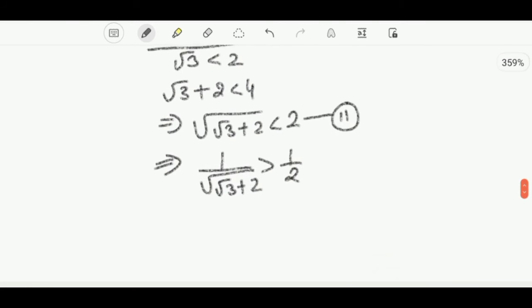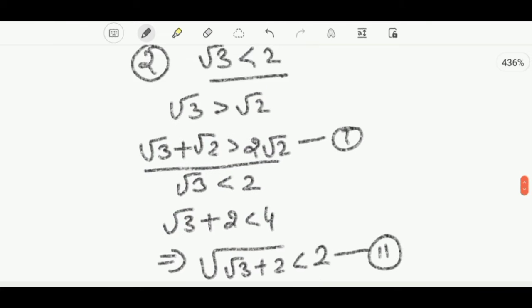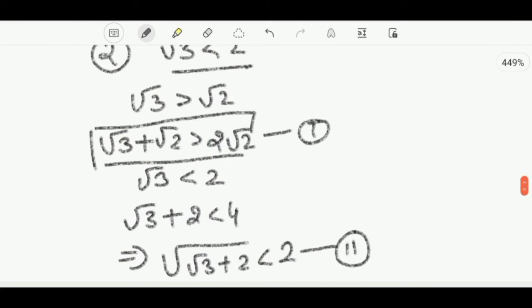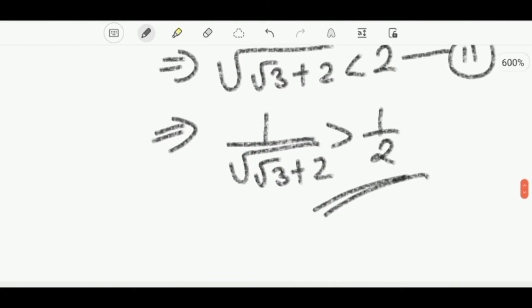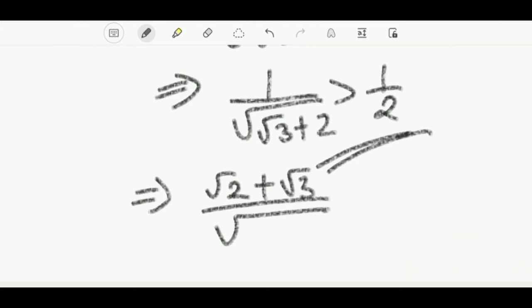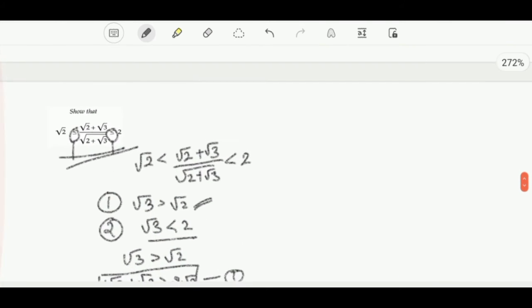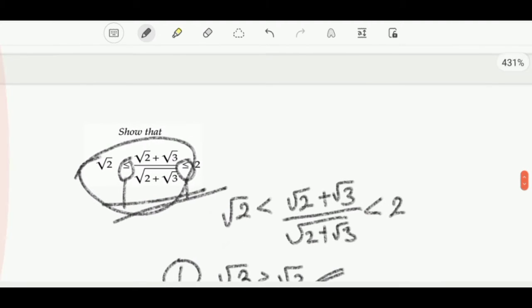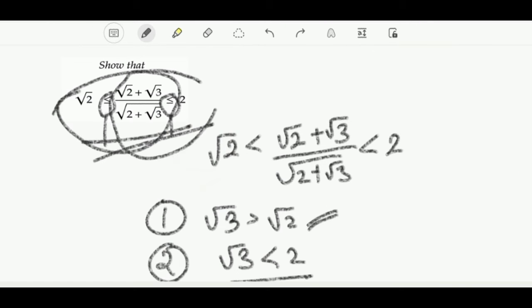And now I'm going to multiply this and equation 1 that we obtained over here. So after multiplying, we'll obtain the square root of 2 plus square root of 3 over square root of 3 plus 2 is greater than square root of 2. So we'll get the partial result, only this part of the problem. We have to work for this portion.